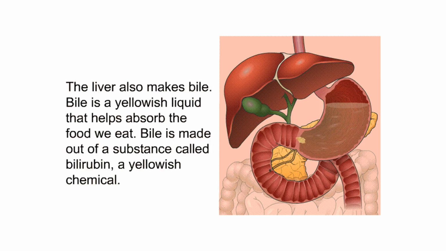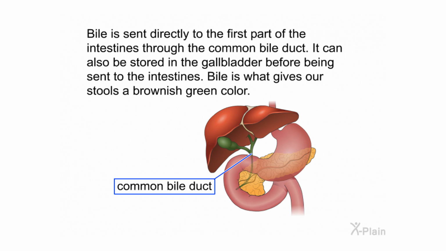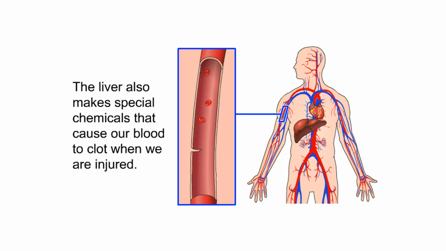The liver also makes bile. Bile is a yellowish liquid that helps absorb the food we eat. Bile is made out of a substance called bilirubin, a yellowish chemical. Bile is sent directly to the first part of the intestines through the common bile duct. It can also be stored in the gallbladder before being sent to the intestines. Bile is what gives our stools a brownish-green color. The liver also makes special chemicals that cause our blood to clot when we are injured.